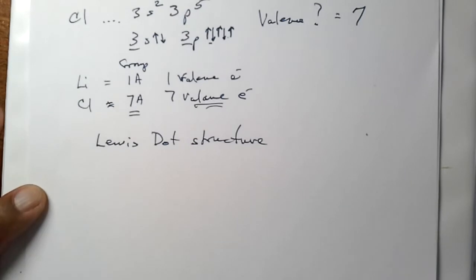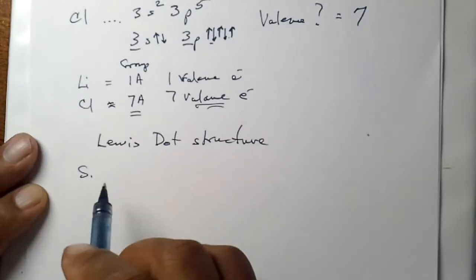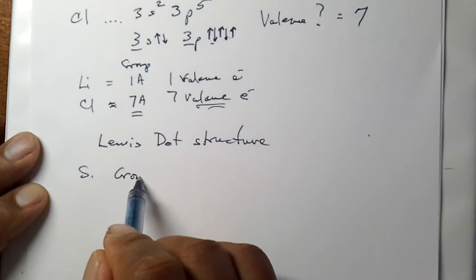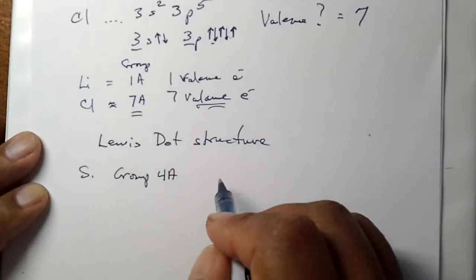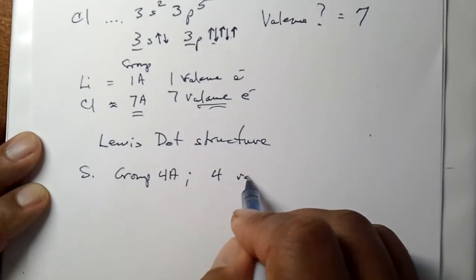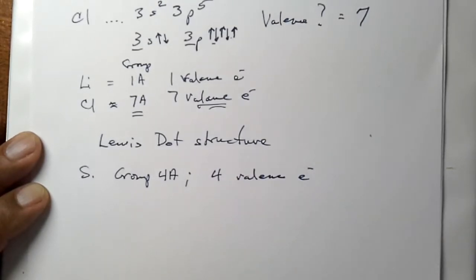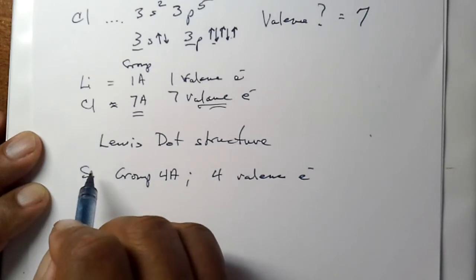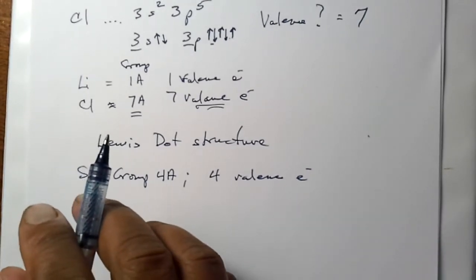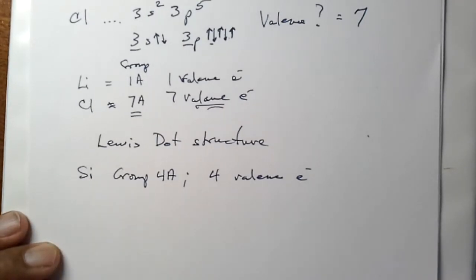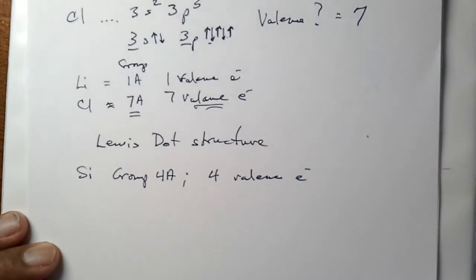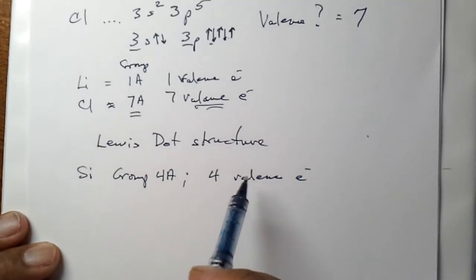If I have the configuration of sulfur, sulfur is in what? Group 4A. So what does that mean? That means that there are 4 valence electrons in the outer shell of, is it sulfur? I think it's silicon. Which one did I have? Silicon or sulfur? I think I had silicon. This is Si. Alright. Silicon is in group 4, and it has 4 valence electrons.